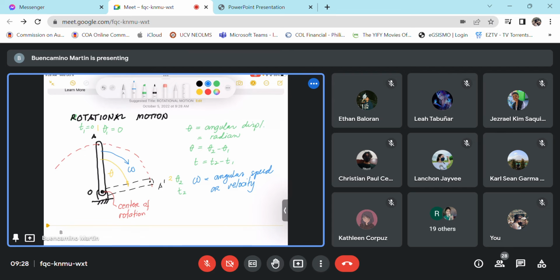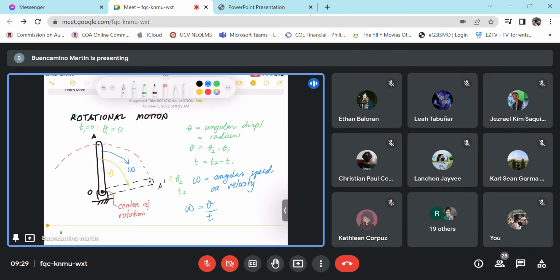And omega is of course equal to the change in angular displacement divided by the change in time. So this is displacement rated with time. Now, if you're going to really come up with a common sense thinking, everything that moves constitutes the involvement of time. Ibig sabihin, nobody can move without consideration of time because every motion is supposed to be rated with time.